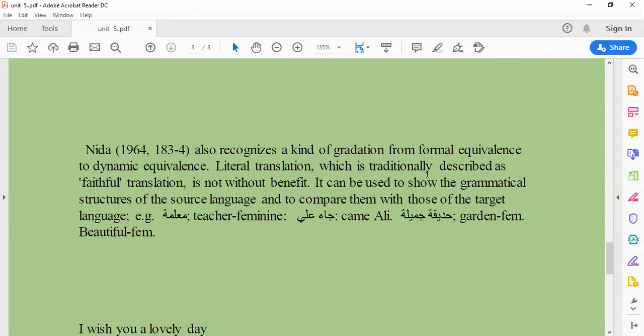Literal translation, traditionally described as faithful translation, is not without benefit. It can be used to show the grammatical structure of the source language and to compare it with the target language. For example, we have here teacher, معلمة, feminine, where you add the feminine taa. جاء علي, came Ali, Ali came. Or حديقة جميلة, garden, beautiful.